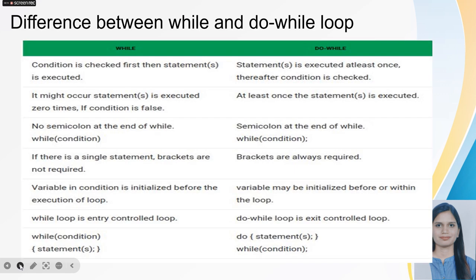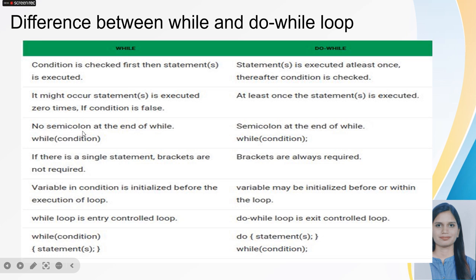Difference between while and do while loop. What is the difference between while and do while loop? In while, the condition is checked first, then the statement is executed. In do while, the statement is executed at least once, thereafter the condition is checked. In while, the statement might be executed 0 times if the condition is false. In do while, the statement is executed at least once.